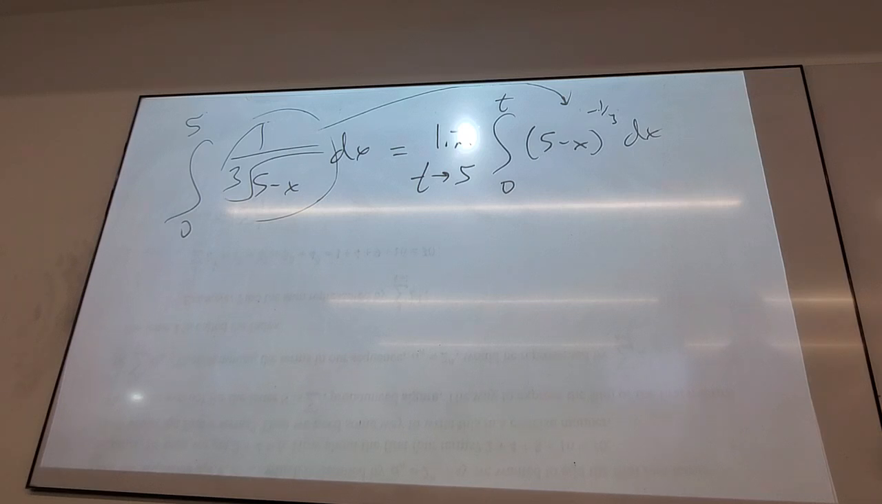Can you guys please integrate that? Can you notice you don't need u-substitution because the inside is linear? You just have to be careful about a negative. Don't even worry about the limit, just do the integral. Rewrite the limit, just do the integral.